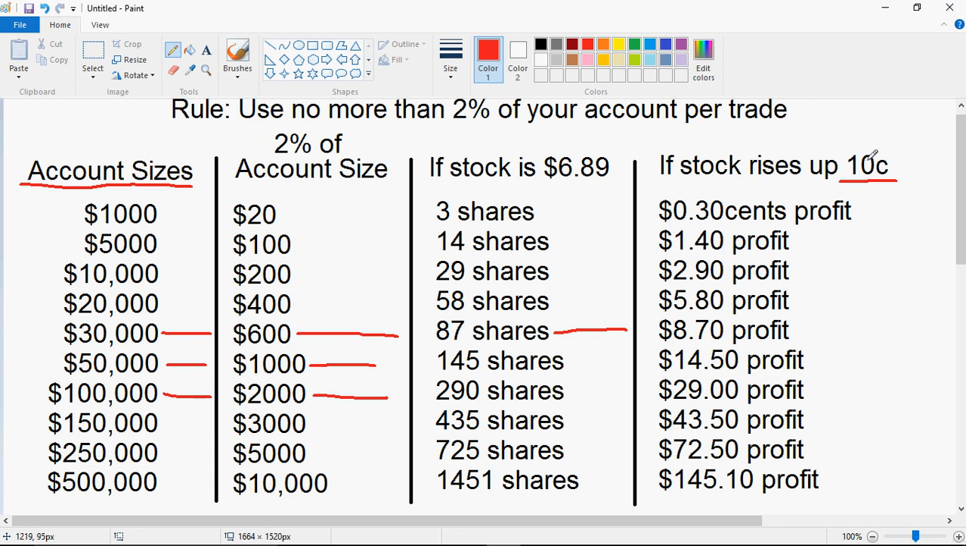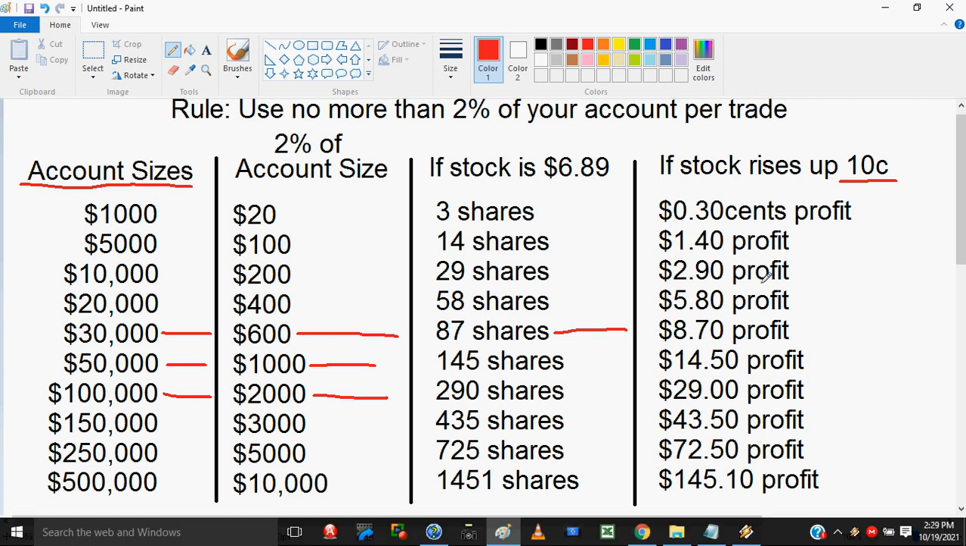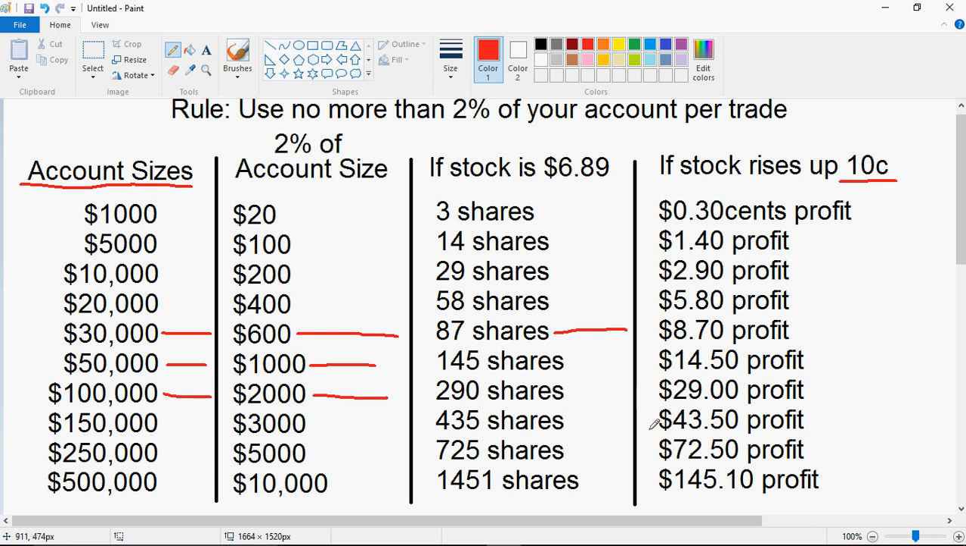That's why I told you to find stocks that rise up a dollar, 50 cents or more. It's gonna make a difference in your profit too, as well as the account size. See, nobody explained this. See how clear this is? So basically, if this rises up to a dollar, that's $300 right there.